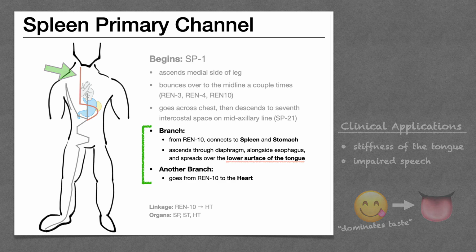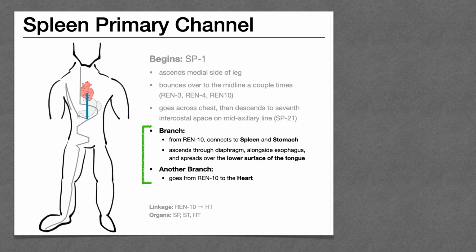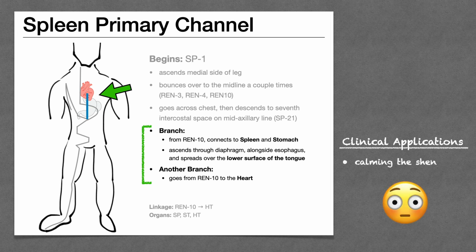Then we have this other branch that goes from Ren 10 to the heart organ. So when we look at the point functions, we'll see that there are a lot of points with a function calms the spirit or calms the Shen. The reason these points can do this is because of this internal pathway that connects to the heart. In fact, there's a very common pattern we see in the clinic called spleen qi deficiency leading to heart blood deficiency, presenting with symptoms like palpitations, anxiety, and insomnia. So points on the spleen channel are going to be very useful for treating this pattern.